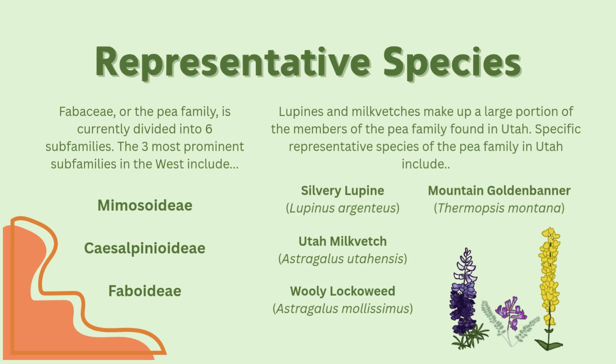The lupines and milkvetches of the Faboideae subfamily represent a large portion of the pea family's presence in Utah. Some specific species include woolly lockweed, as well as silvery lupine, Utah milkvetch, and mountain golden banner, which are illustrated here from left to right in that order.